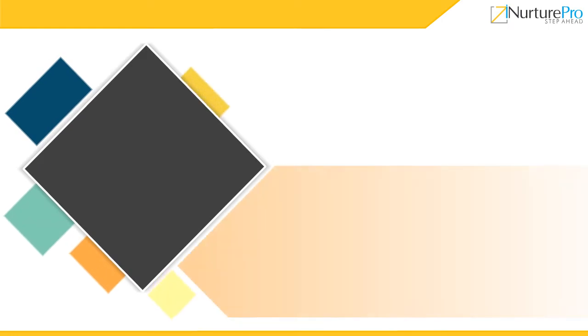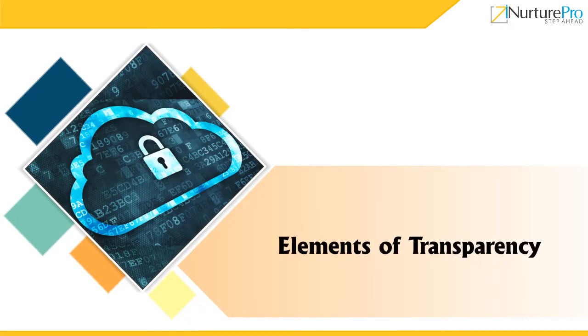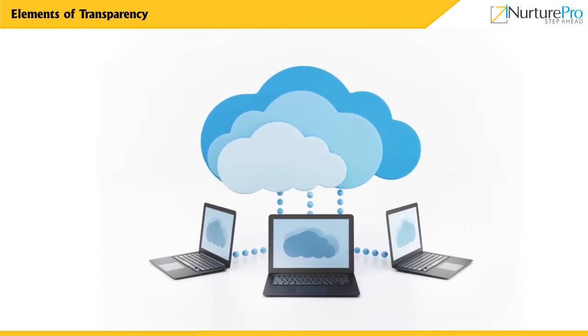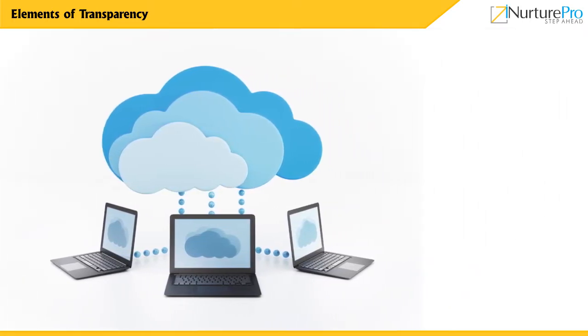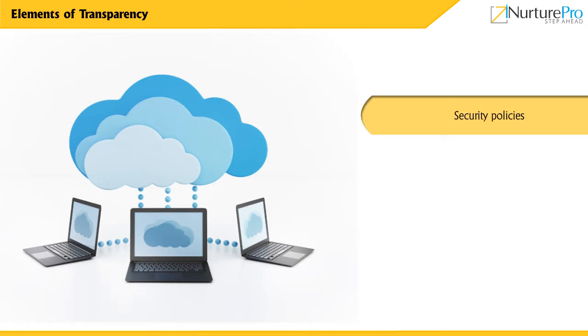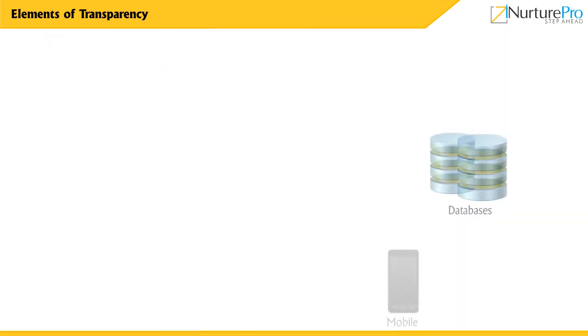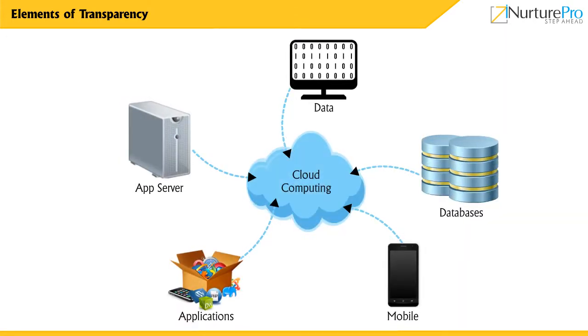In this video, we will discuss the elements of transparency. At the end of this video, you will be able to state the elements of transparency and explain the classes of transparency deployment. A successful adoption of cloud technology requires a clear admission of the security policies, designs, and practices of the cloud service provider. These fundamentals for transparency consist of the pathway for users to assess the possible risks of cloud computing and its potential influence on assets.